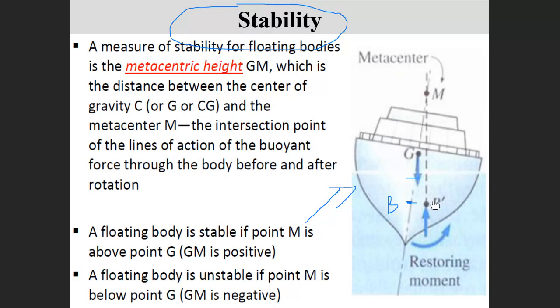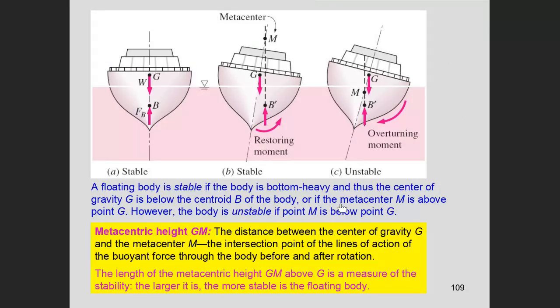But if the ship leans to the left or to the right so much to the extent that the metacenter, look at the metacenter here, came below the center of gravity, that is to say between the center of buoyancy and the center of gravity, the fate of the ship will not be sealed. It will fall on its side.